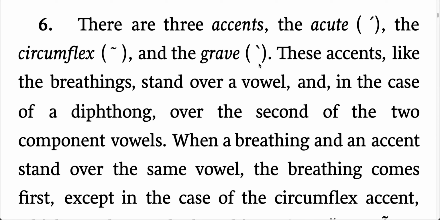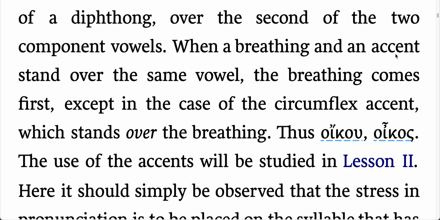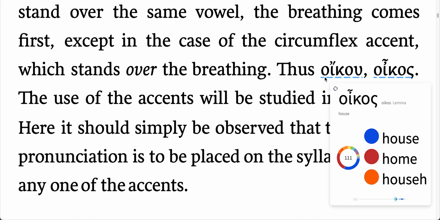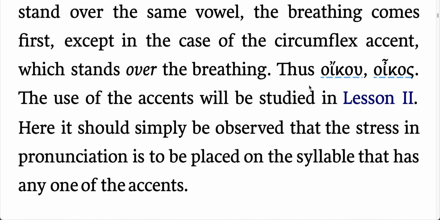But you have these 3 accent marks. These accents, like breathing, stand over the vowels. They always are over vowels, not consonants. And in the case of a diphthong, it would stand over the second one. When a breathing and an accent mark stand over the same vowel, the breathing comes first, except in the case of the circumflex accent, which will stand over the breathing. So look at this. This is the word oiku. Notice it's a diphthong here, omicron, iota. Notice it has the smooth breathing with the acute accent. Acute is what that one is. So breathing comes first, then the accent.